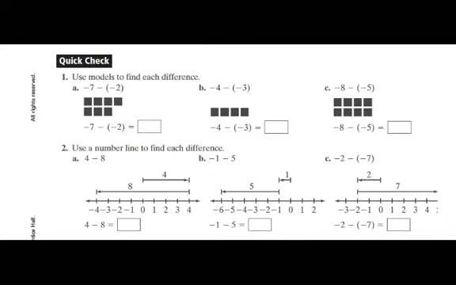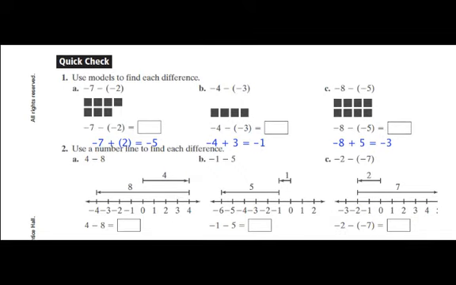Try quick check 1A, B, and C on your own. Pause the video. When you're finished, go ahead and start it again and check your work. For 1A, you have negative 7 minus negative 2. We have to do same change opposite. Negative 7 plus positive 2 gives us negative 5. For 1B, negative 4 minus negative 3. Again, same change opposite. Negative 4 plus positive 3 gives us negative 1. And for C, negative 8 minus negative 5. Same change opposite. Negative 8 plus positive 5 gives us negative 3.